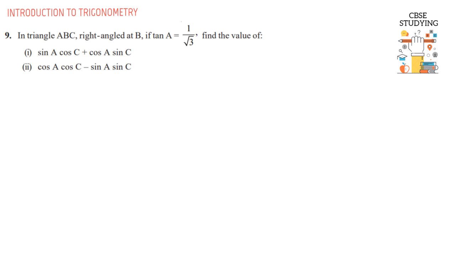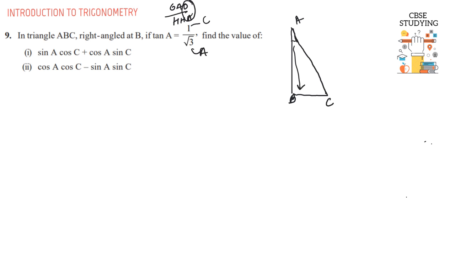Question number 9. In a triangle ABC, let's draw the triangle ABC. Sorry for my bad drawing. A, right angled at B, C. Tan A is equal to 1 by 3. What's the formula? Tan is O by A. So this is for opposite side. This is for adjacent side. For angle A, which side is opposite? BC. So BC is equal to 1. Which side is adjacent? AB. So AB is going to be root 3.